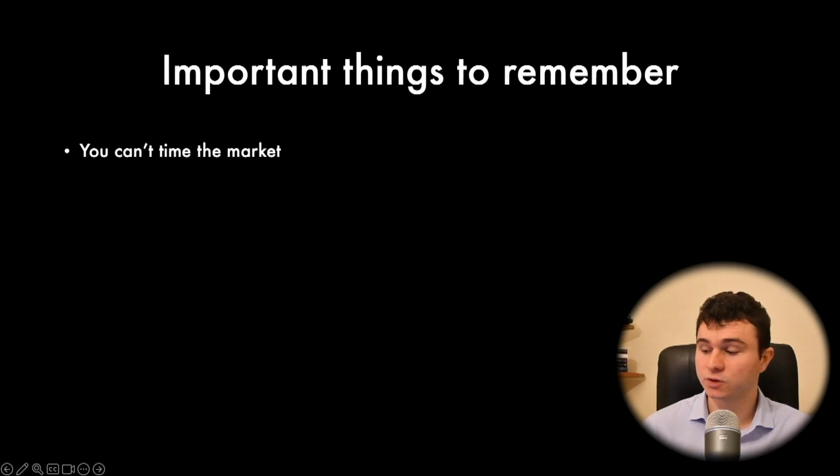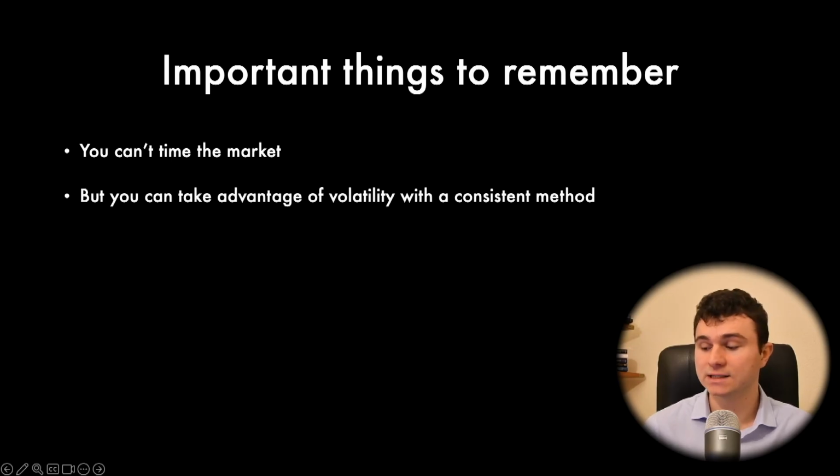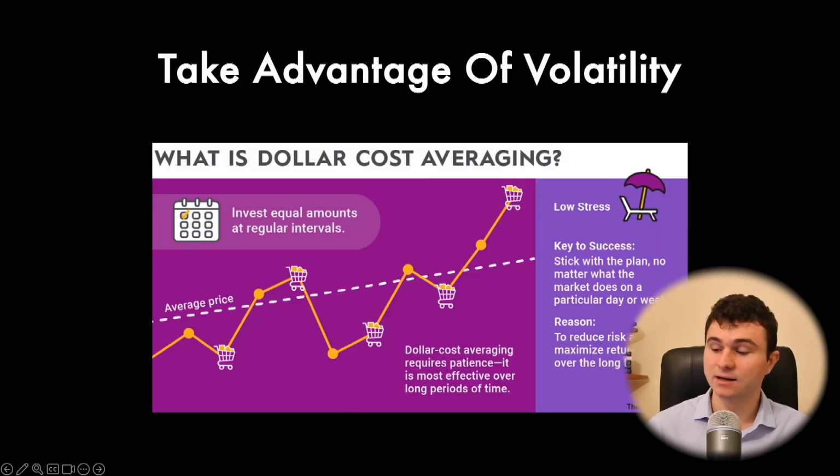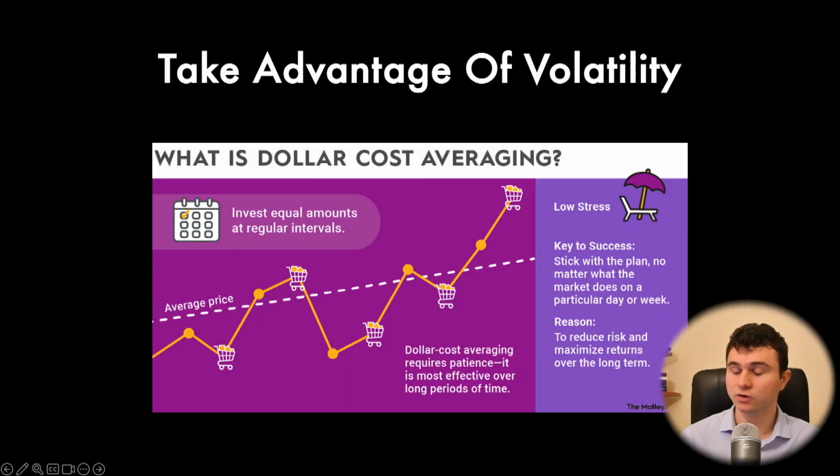The important thing to remember is that you can't time the market. Everything can happen, but you can take advantage of volatility with a consistent method. Let me introduce the dollar cost average, or DCA. It's amounts of money that you put in the stock market every month, every year, regardless of valuation, regardless of price.